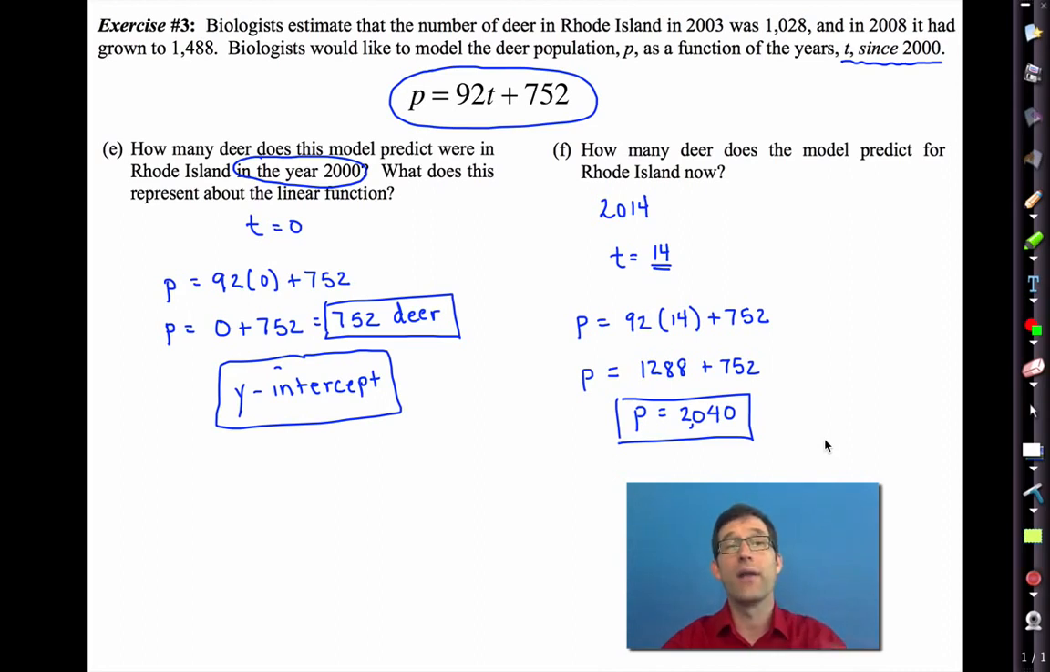So if we were a wildlife biologist and we wanted to check it, we would now do some kind of a survey. We would come up with an estimate for the number of deer that are in Rhode Island, and if it was close to 2,040, we would feel pretty good about our linear model. Okay, I'm going to clear out the text, and we're going to do one last exercise.